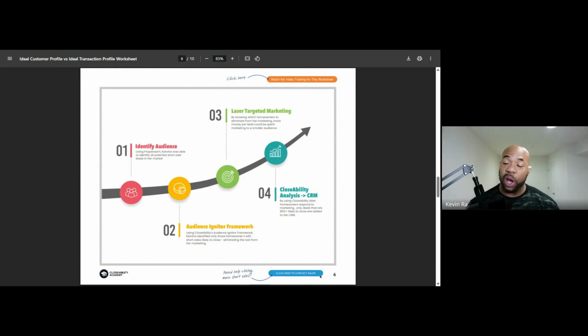So that's what the Audience Igniter framework does, and that's why we use this. I use it for my own investments. We use it for all of our clients. We teach it in CloseAbility Academy. That's why we use this framework, because we want to make sure that the marketing achieves its goal.